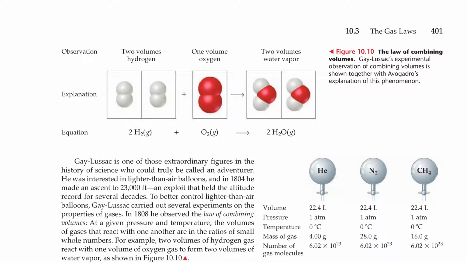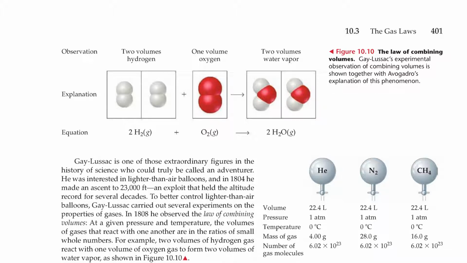Gay-Lussac is one of those extraordinary figures in the history of science who could truly be called an adventurer. He was interested in lighter-than-air balloons, and in 1804 he made an ascent to 23,000 feet, an exploit that held the altitude record for several decades. To better control lighter-than-air balloons, Gay-Lussac carried out several experiments on the properties of gases.